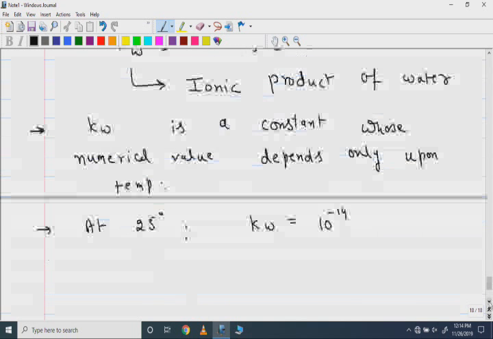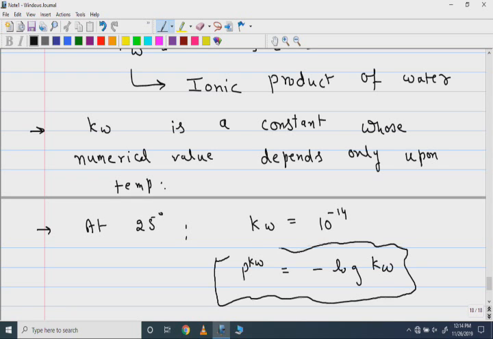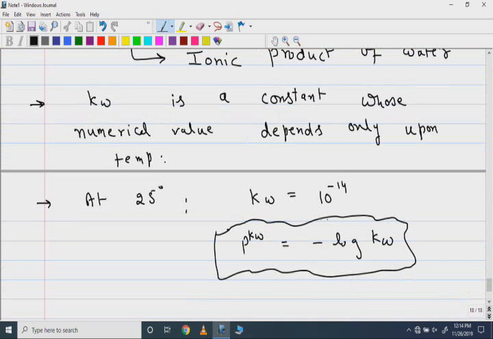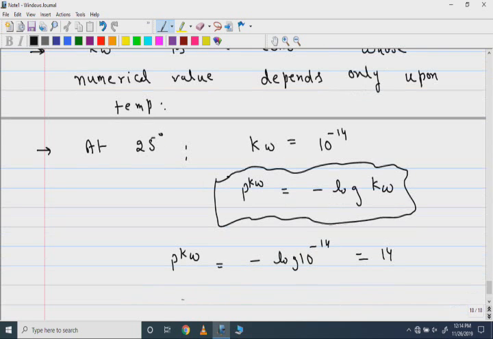Now, we know that pKw is equal to what? Minus log of Kw. I hope you know the formula of pH. pH can be written as what? Minus log of H plus ions. So the value of Kw is what? 10 to the minus 14. So what can we say? pKw comes out to be minus log of 10 to the power minus 14. On solving, you will get what? 14. So what can I conclude? That at 25 degrees Celsius, pKw is 14.